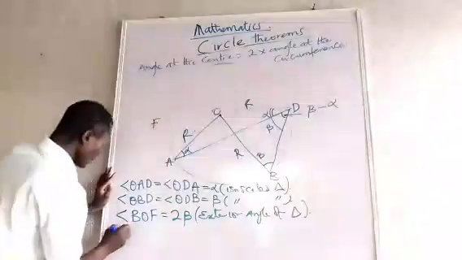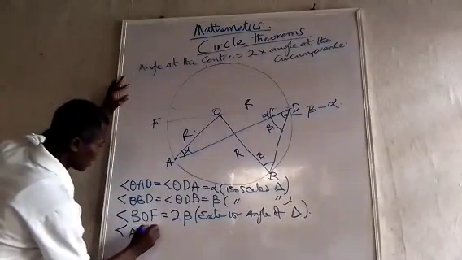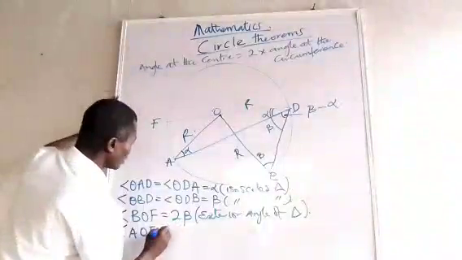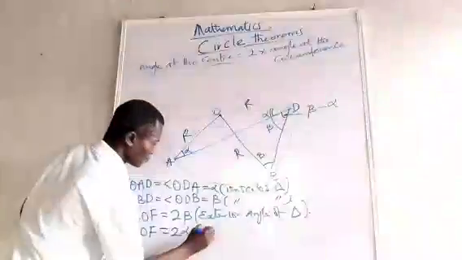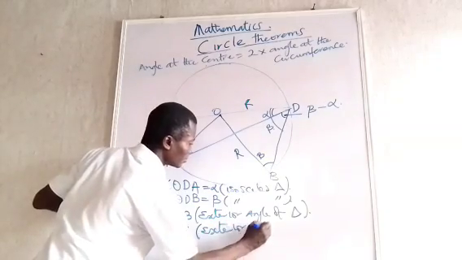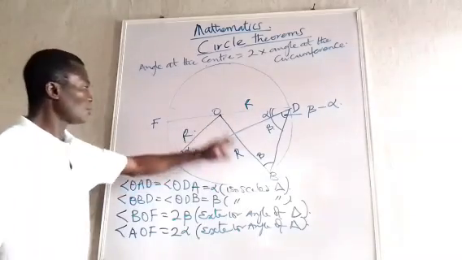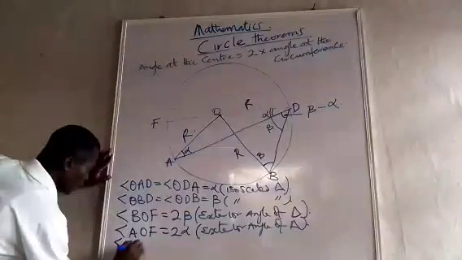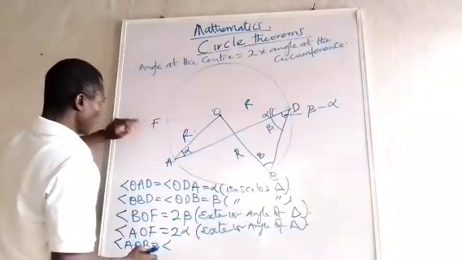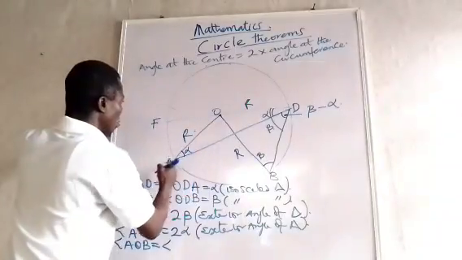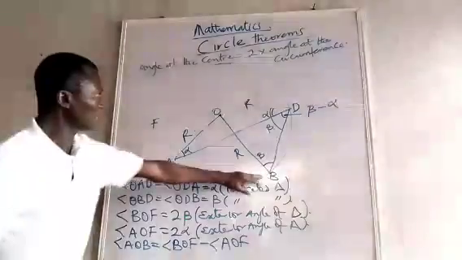The same thing here. Angle AOF, this place, is equal to this one plus this one, 2 alpha. Exterior angle of a triangle. Now, this angle here, angle AOB, that's the one we are looking for. So angle AOB will be equal to angle BOF minus angle AOF. Please look at it. BOF minus this one.